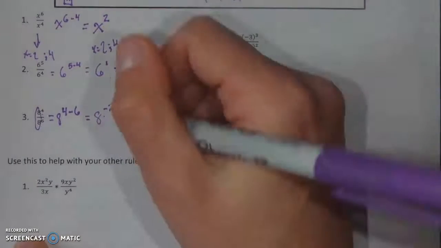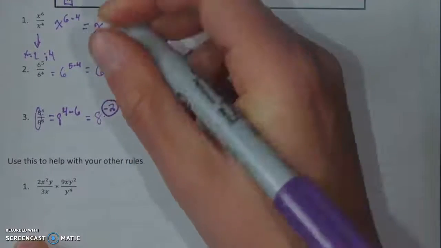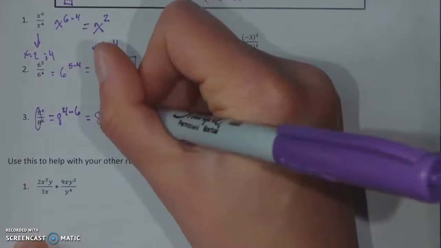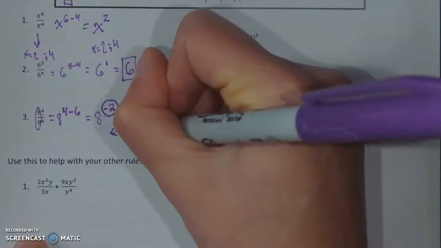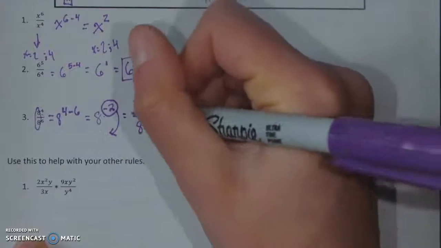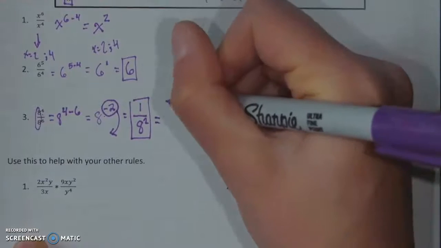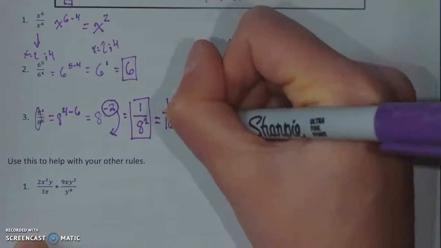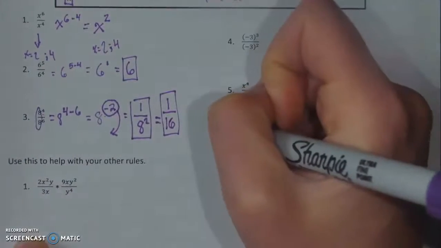And here, remember that we don't like having negatives, but what we can do instead is flip it to the bottom of a fraction, and that will give us the positive exponent, 8 to the second, in the denominator here. So my final answer is 1 over 8 squared, or you could write that as 1 over 64. And you can type both of those into your calculator, and it would work out.